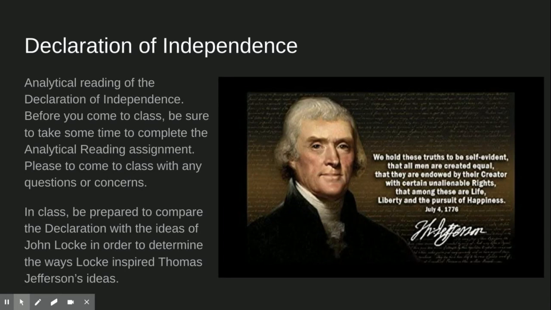When you come to class, be prepared to compare the Declaration with the ideas of John Locke in order to determine the ways that Locke inspired Thomas Jefferson's ideas.